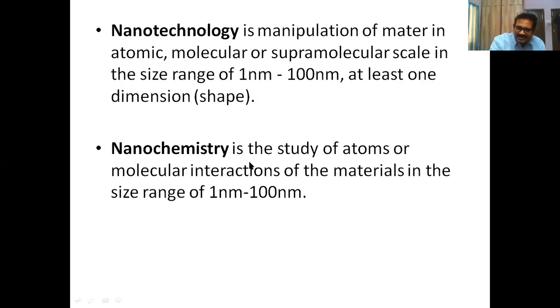So what is nanochemistry? It is the study of atoms or molecules and interactions of the materials in the size range. So what will happen when atoms or molecules interact in 1 nanometer to 100 nanometers? That part of the study, we normally call nanochemistry. When you observe all these dimensions, the important size range is 1 nanometer to 100 nanometers. So nano means the size range, like a colloidal body.